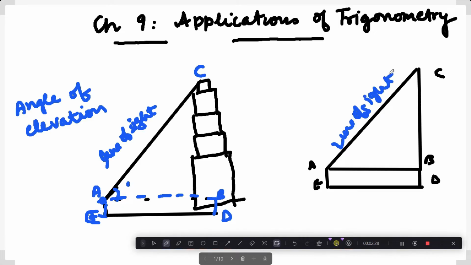It's the line drawn from the eye of the observer to the point in the object viewed by the observer. The angle of elevation of the point viewed is the angle formed by the line of sight with the horizontal when the point being viewed is above the horizontal level. So this is the horizontal, and the angle of elevation is this, when we raise our head to look at the object. In this example, this is the angle of elevation.